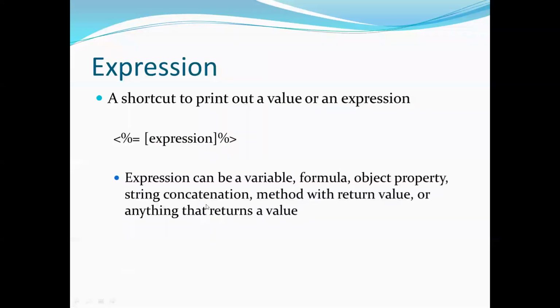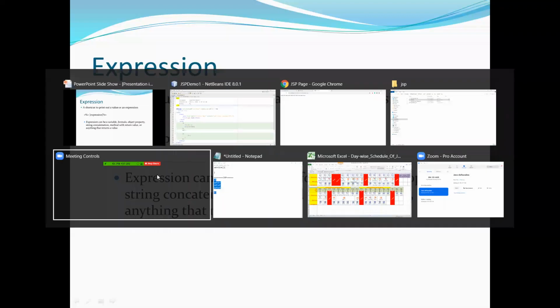Okay, now come to another element. Another element is called the expression element, a shortcut to print out a value or an expression. So this tag is used to print the value in a shortcut way. An expression can be a variable, formula, object property, string concatenation, method with a return value, or anything that returns a value. So expression could be anything. And the beauty of this expression, actually, I will write one more statement.